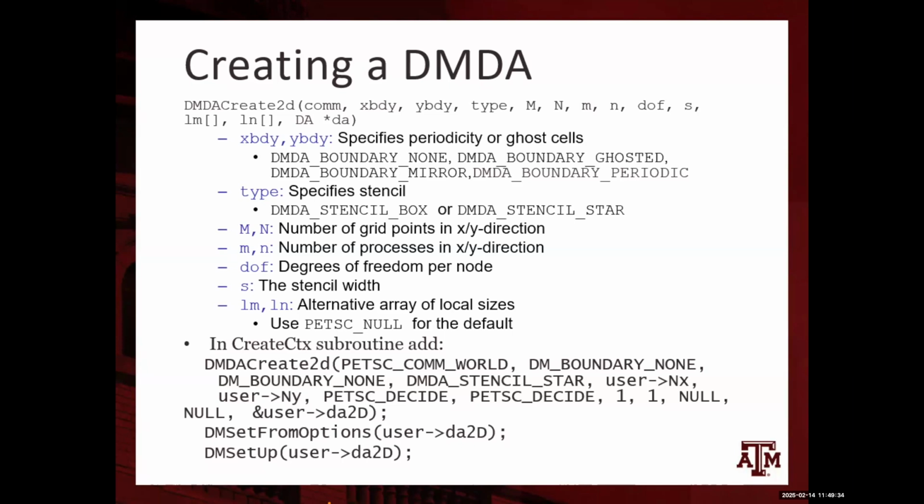Okay, copy and paste onto the new subroutine that you're doing, and then DMSetFromOptions. You're setting all the options either from the options file or from the command line. And then after you set the options, you have to call DMSetUp. So you create, you set from options, and then you do DMSetUp.